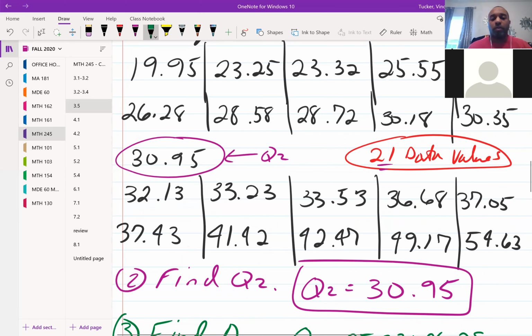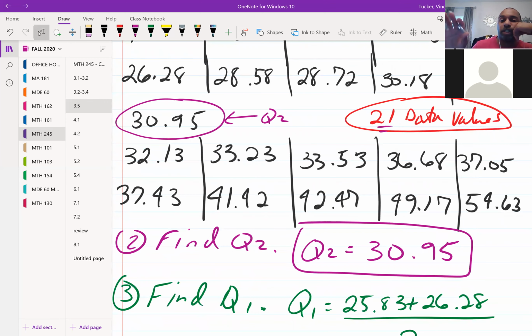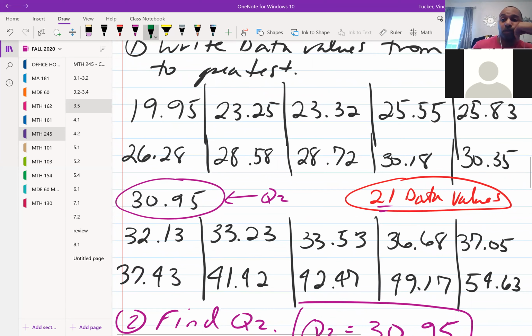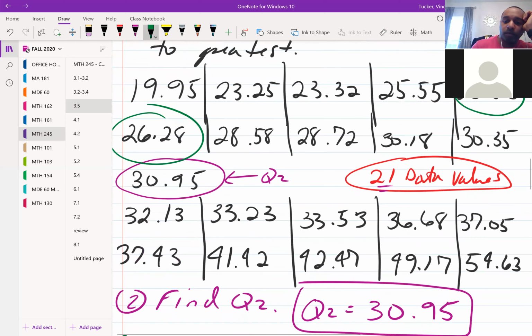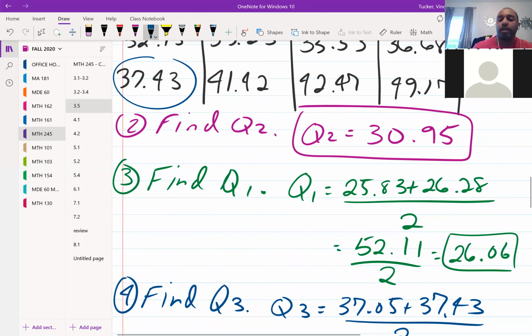All right. So next, we want to find Q1. Now we have an even number of data values in the top and bottom this time, so we have to take our 2 middle values, 25.83, 26.28, divide by 2, and that'll give us 26.06. Then to find Q3, we do the same thing. 37.05, 37.43. Add them together, divide by 2.